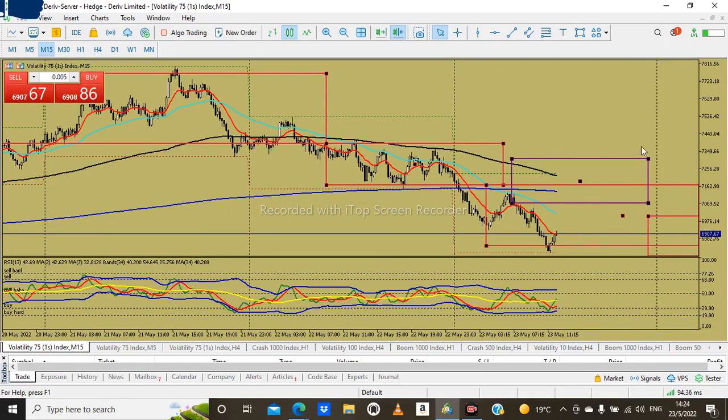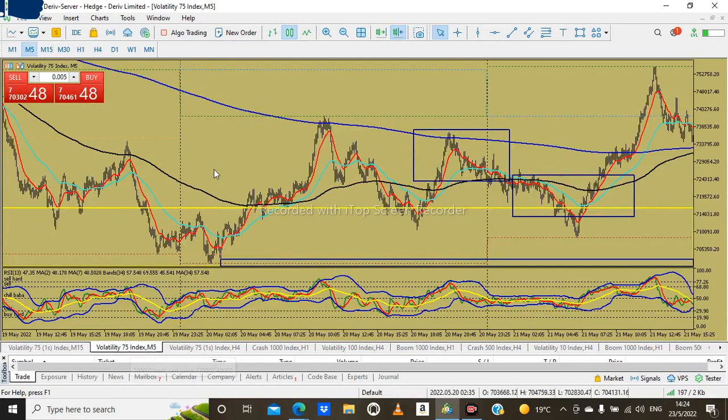Okay. I'm still anticipating. Okay, you see price keeps on rebounding on this EMA. So this is what I'm anticipating, and then it'll come here, then it'll continue going down. So the V75 bias is a sell bias. Okay, let's go on V75.